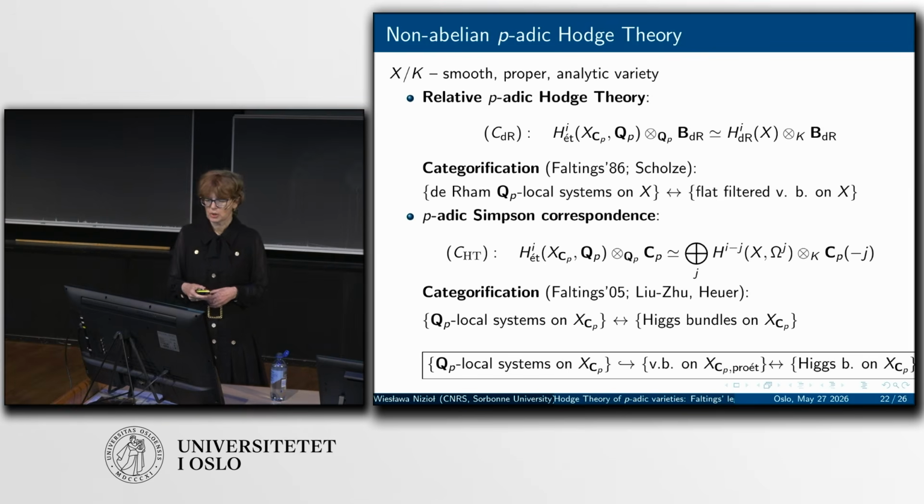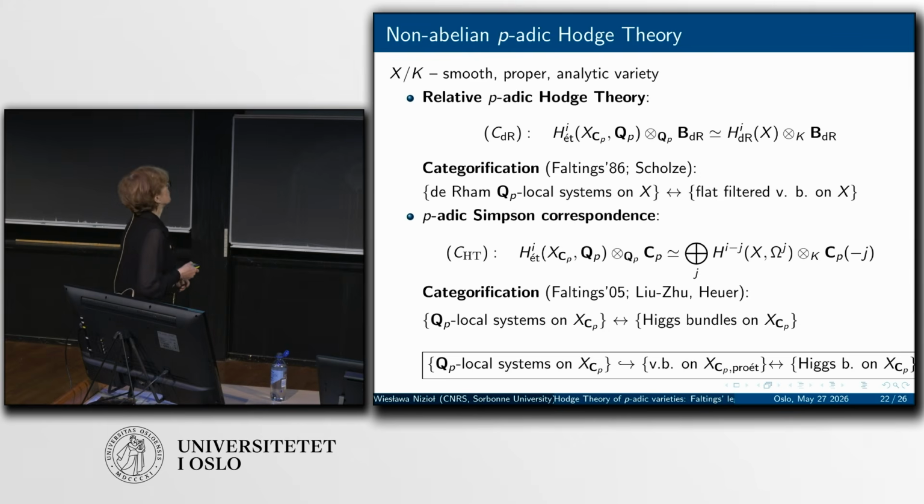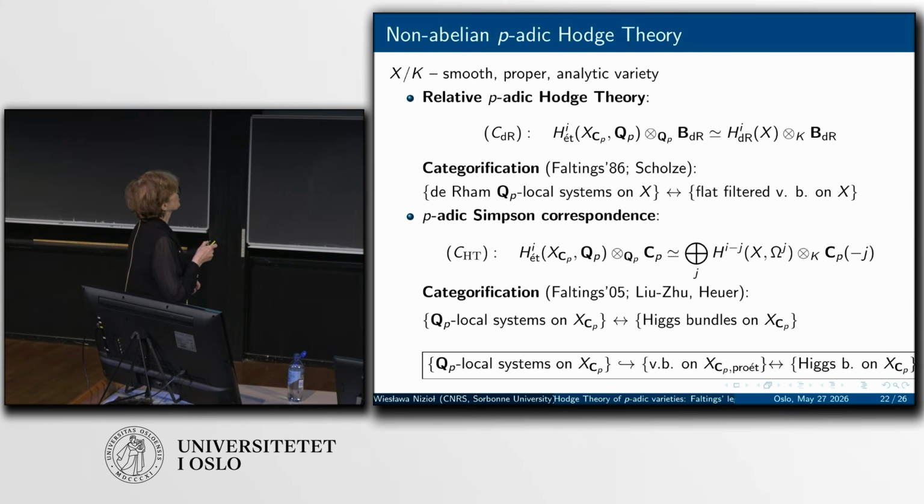Another question you can ask concerns not de Rham cohomology here, but Hodge cohomology. And you can ask for a categorification of these statements, these isomorphisms. So if you look at Hodge cohomology, the coefficients you will think about are Higgs bundles. And now, can we find a correspondence between Higgs bundles and coefficients for the étale cohomology, so Q_p local systems, in what form and for which subcategories, etc.?